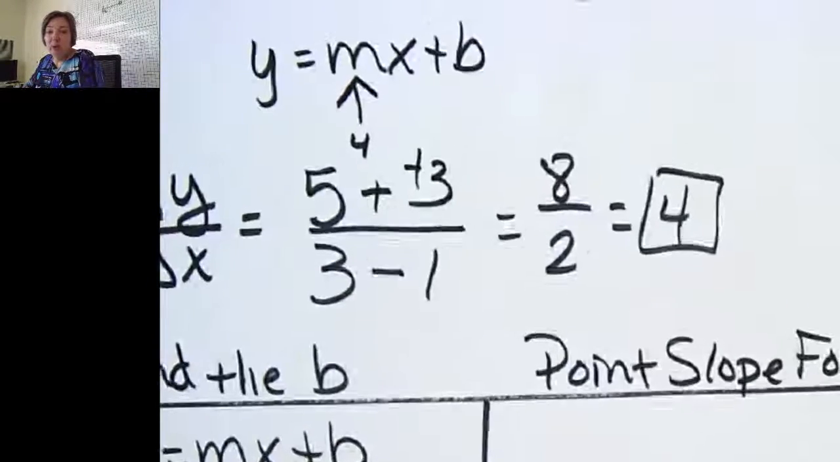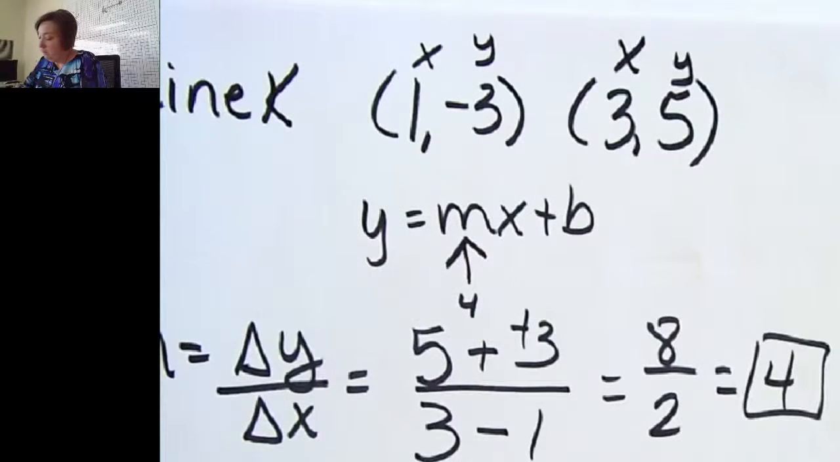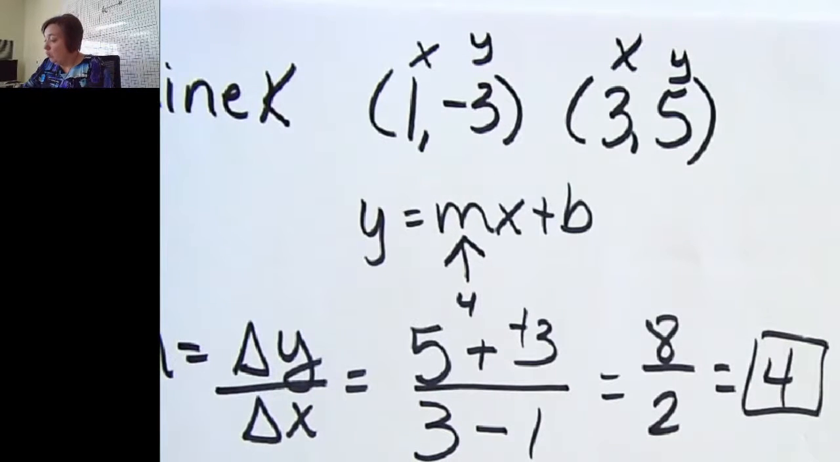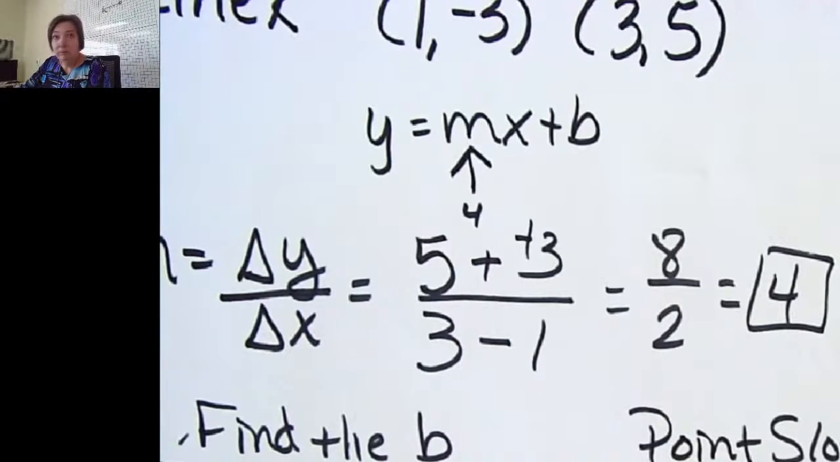Now let's do point slope form. Remember, point slope form is y minus y1 equals m parentheses x minus x1. In point slope form, you need a point and the slope. Exact same thing we need for finding the b. So we can even use the exact same point we just used. We use (3, 5) as our point. This 3, this 5. So we're going to do y minus 5.